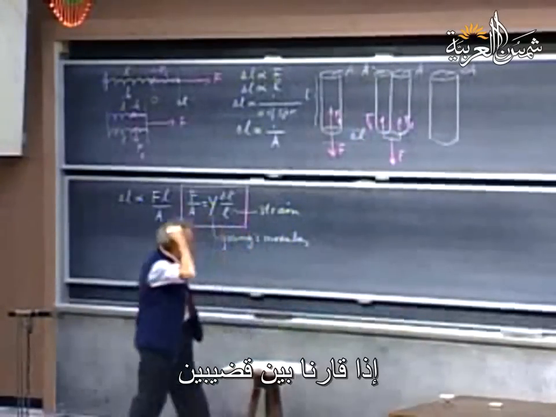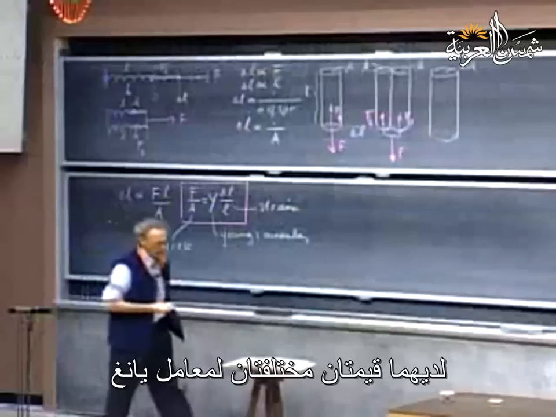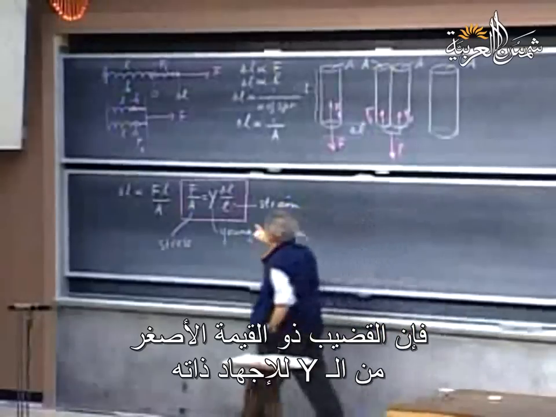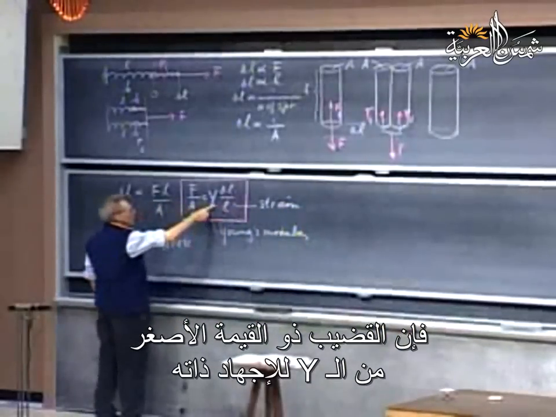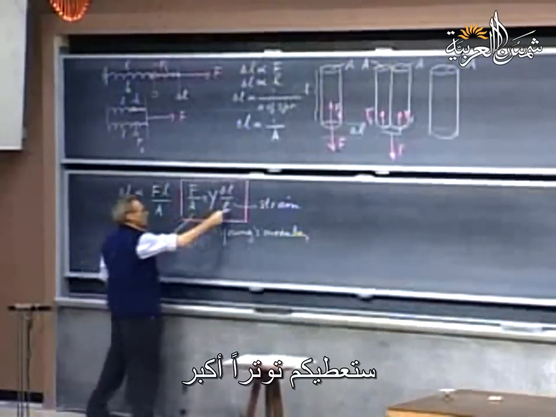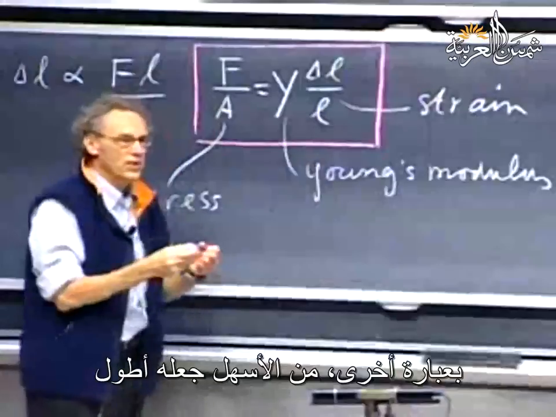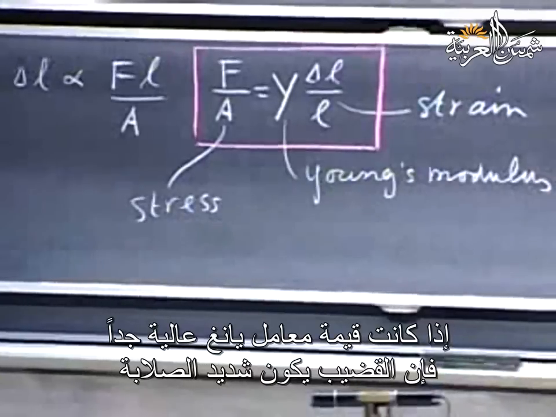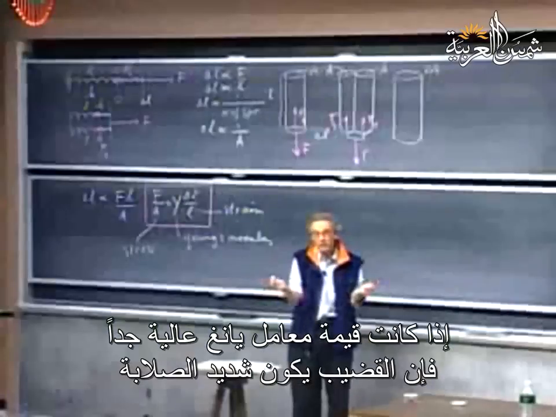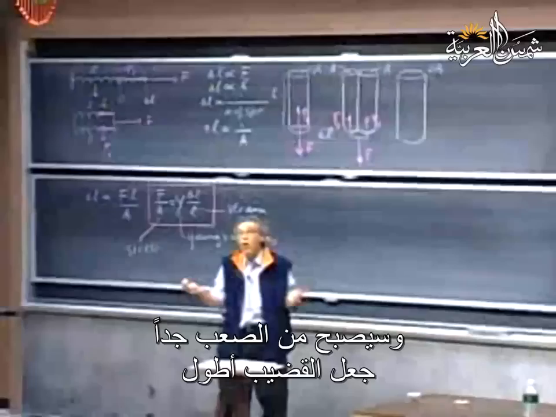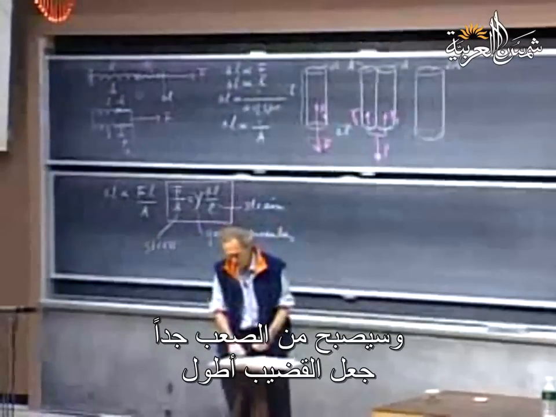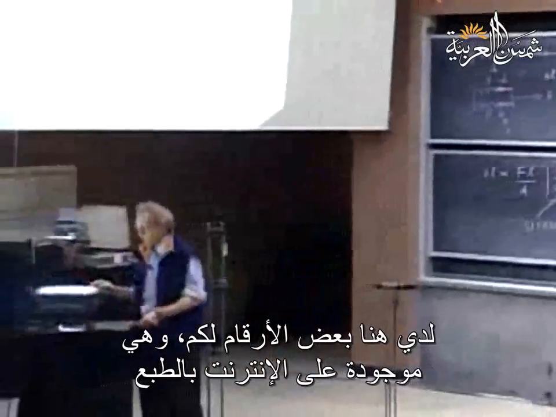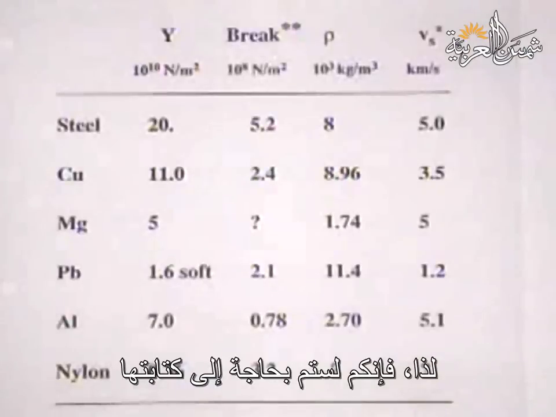If we compare two rods with different values of Young's modulus, then the one with the smaller value of Y for the same stress will give you a larger strain. In other words, it's easier to make it longer. If Young's modulus is very high, then the rod is extremely stiff, then it is very difficult to make the rod longer. I have here for you some numbers, which of course are on the web, so you don't have to copy them.